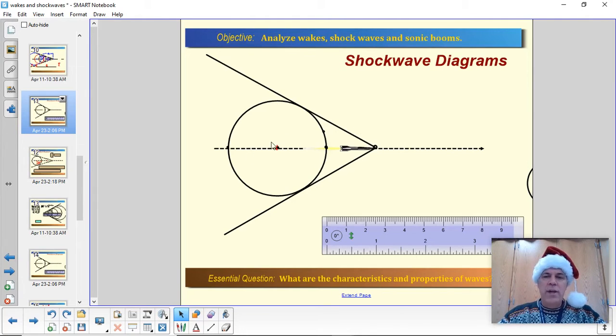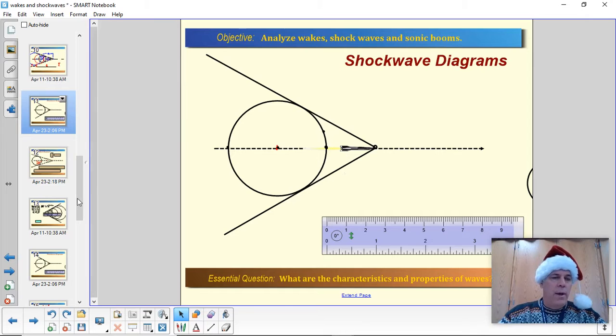So as we said last time, the angle here of the wake that an object makes when it's going faster than the waves it makes, the angle of that wake gets sharper the faster the thing is going. And today we're going to learn about Mach number and how that corresponds to these images of shock waves.